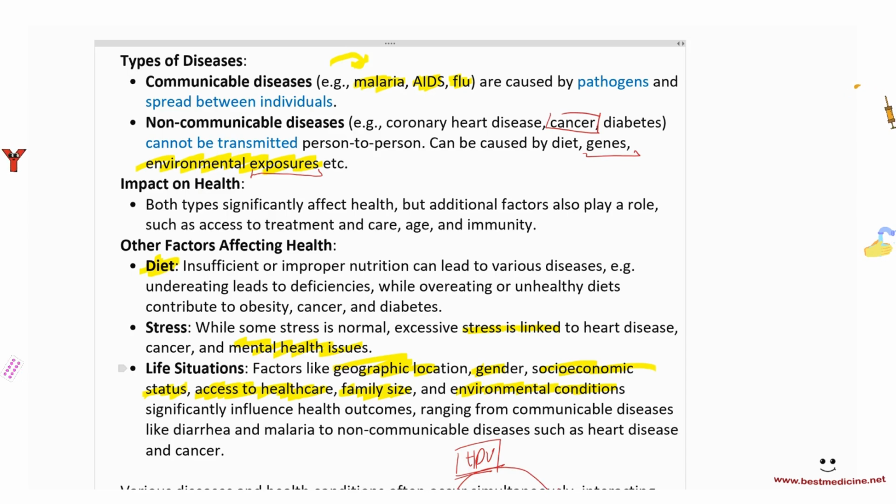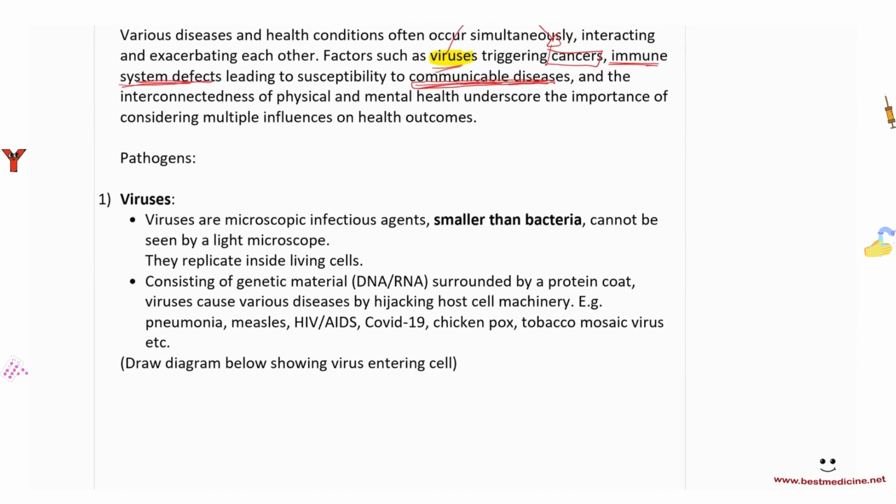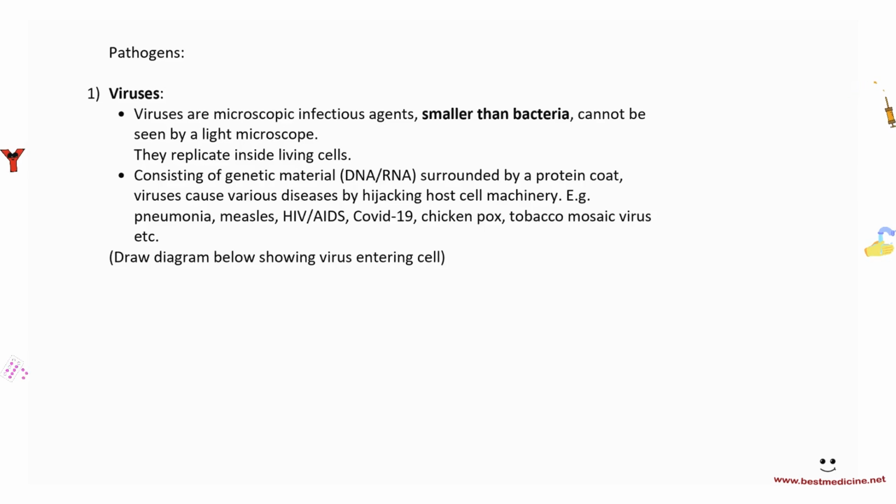So the first pathogen that we're going to do are viruses. Viruses are microscopic infectious agents. These are very, very small. They're much smaller than bacteria, and they cannot be seen with a light microscope. We need an electron microscope to see viruses. The way they infect cells is that they put their genetic material inside cells and they replicate inside living cells. They consist of genetic material surrounded by a protein coat called a capsid, and viruses cause various diseases by hijacking host cell machinery.